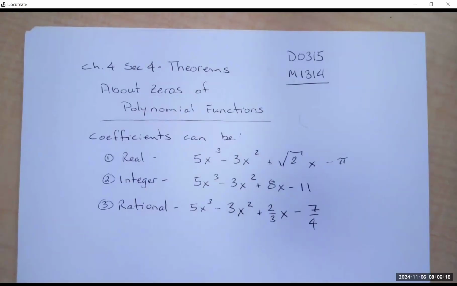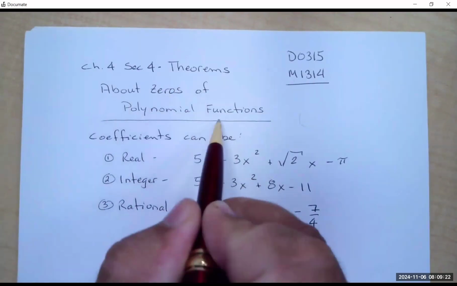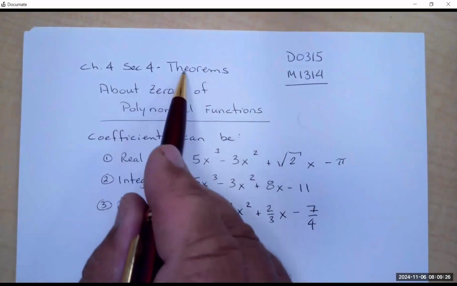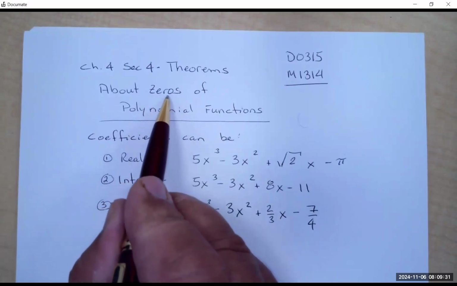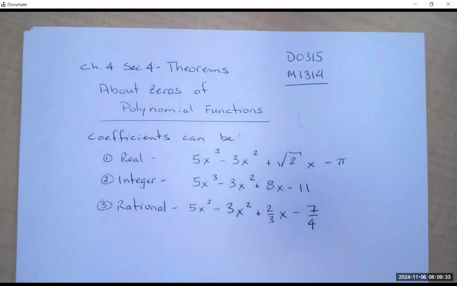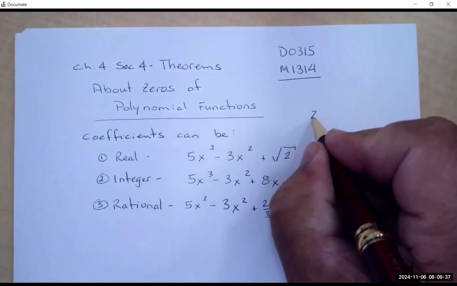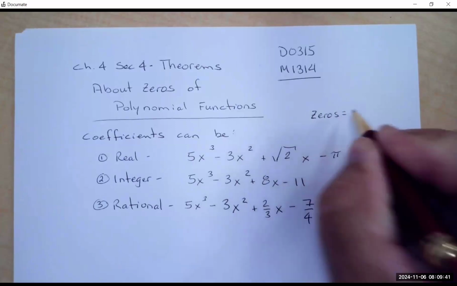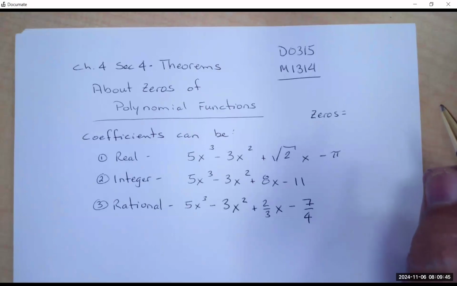So what we're looking at here is the theorems about zeros of polynomial functions. What does that mean? When we say theorems about zeros, what are zeros? What are zeros? X, yes, you're almost there. X what?